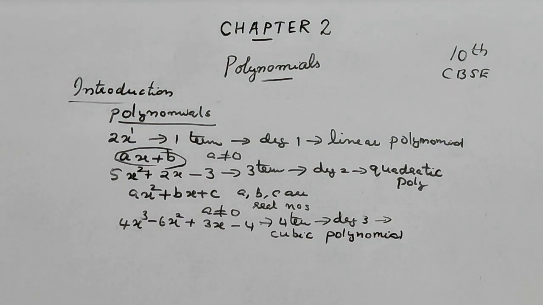According to the number of terms, monomial, binomial, trinomial. According to the degree of the polynomial, linear polynomial, quadratic polynomial and cubic polynomial. More than 3 we will call it a polynomial. How much is the degree? According to the degree, we are giving the name. Okay.